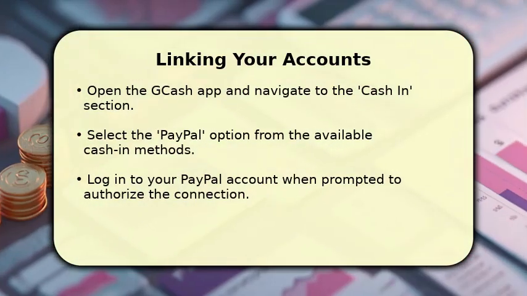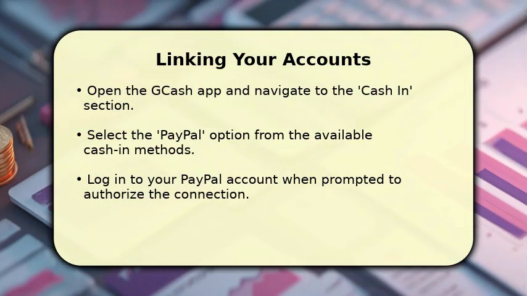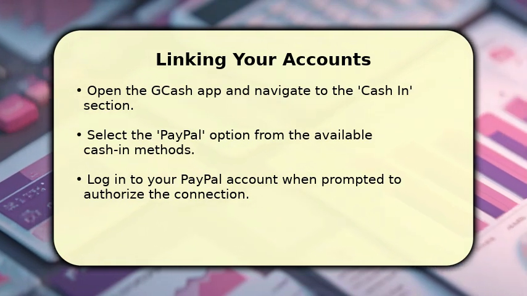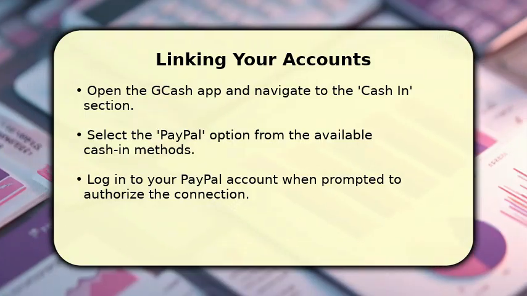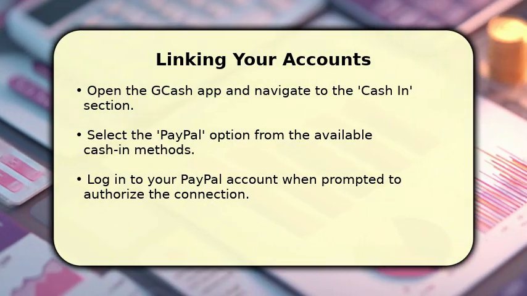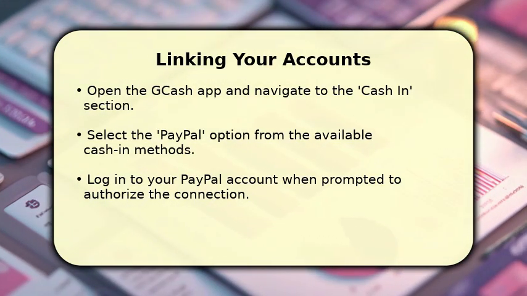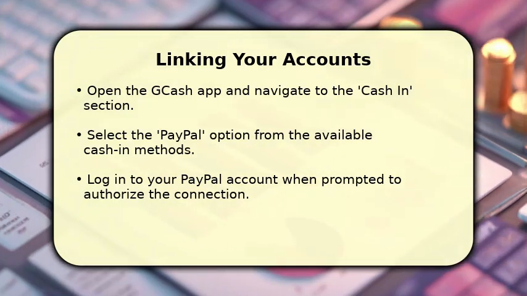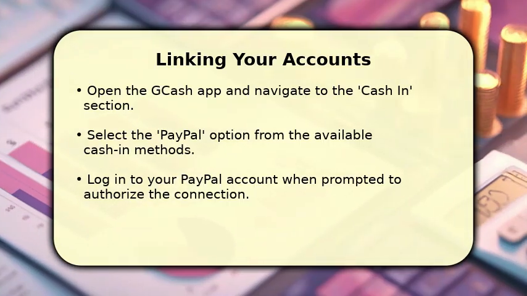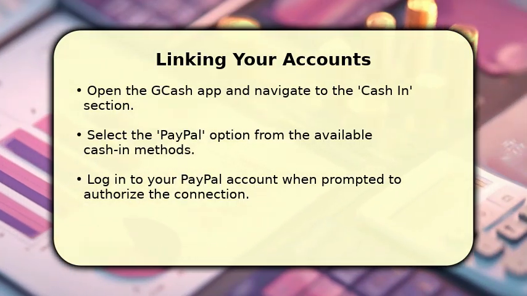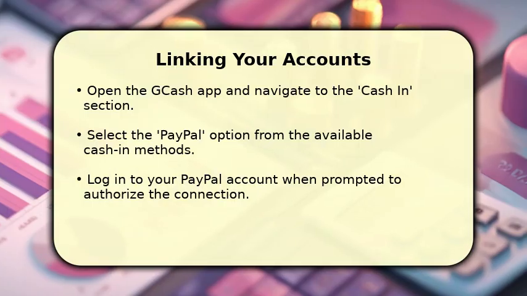To link your accounts, open the GCash application on your mobile device. Tap on the Cash In option, usually found on the main dashboard. From the list of available methods, choose PayPal. You will then be redirected to the PayPal login page. Enter your credentials to authorize the connection. Once successful, your PayPal account will be securely linked to your GCash wallet, ready for transactions.